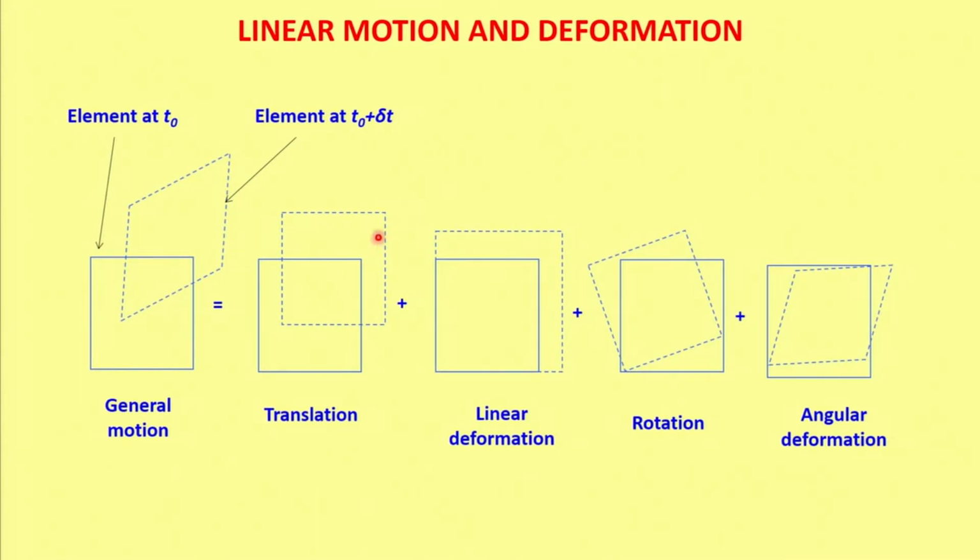In translation, you see the shape has not changed, it has just moved from one location to another. In linear deformation, whatever surfaces were perpendicular continue to be perpendicular. Only the size has changed. In rotation, there is no deformation, it has only rotated. Neither angular deformation nor linear deformation is there in rotation. In angular deformation, you see the angle has changed. It was perpendicular here, these two, but here they are no longer perpendicular. So when fluid motion takes place, the fluid particle undergoes translation, linear deformation, rotation and angular deformation.